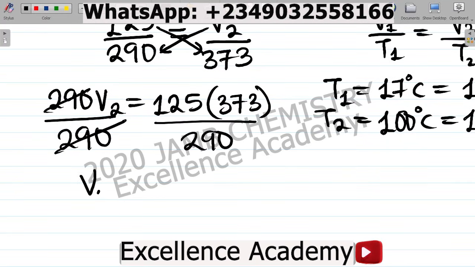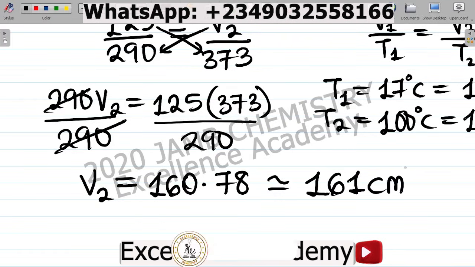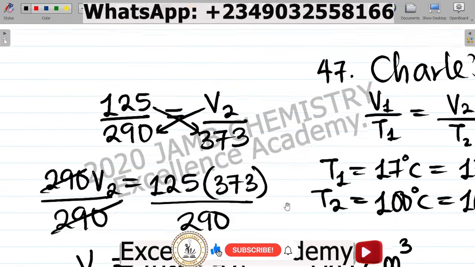So V2 is equal to, I'll use my calculator and punch this directly: 125 times 373, all divided by 290. That's about 160.78. And to the nearest whole number, that becomes 161. This is volume. It's measured in cm cube. So we have our answer, 161 cm cube.